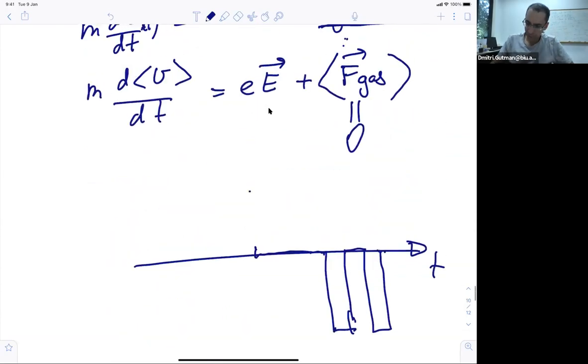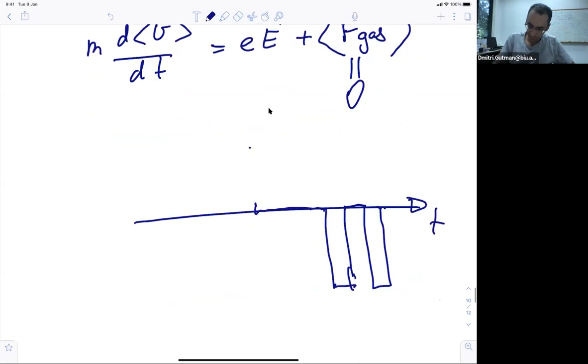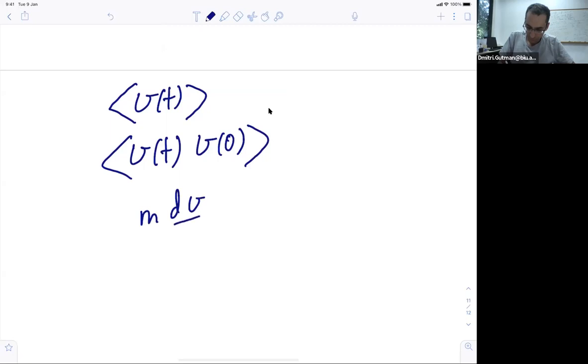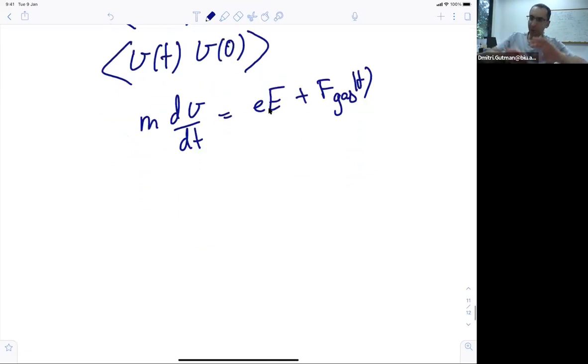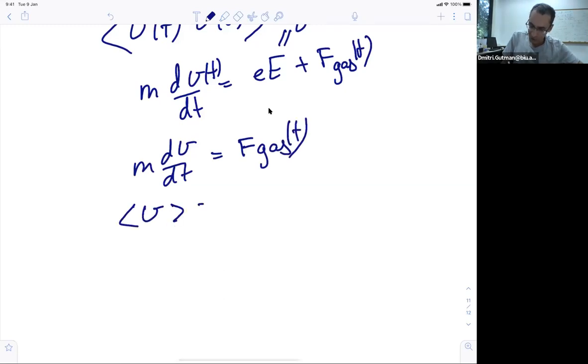However, if I now solve the equation for the velocity fluctuations, things are different. So let me separate fluctuations and the mean part. Let me first of all solve the average equation. You know what, for simplicity let's consider no electric field, just to make my point. So m dV/dt will be purely given by the gas force. In this case, the average velocity is just a constant.